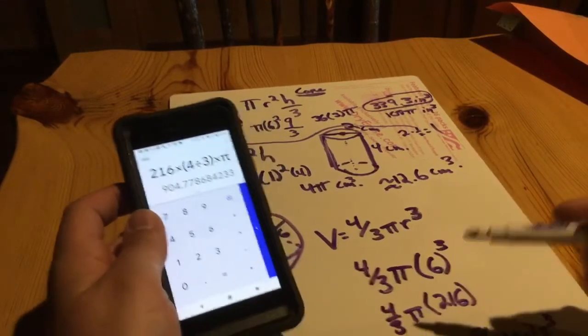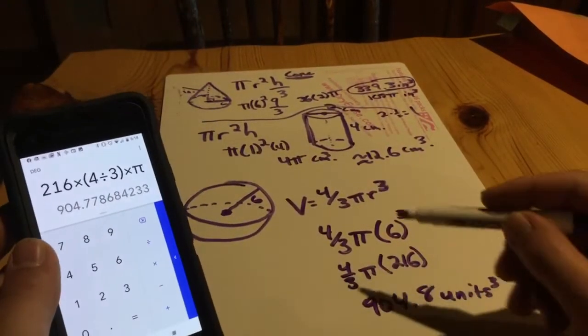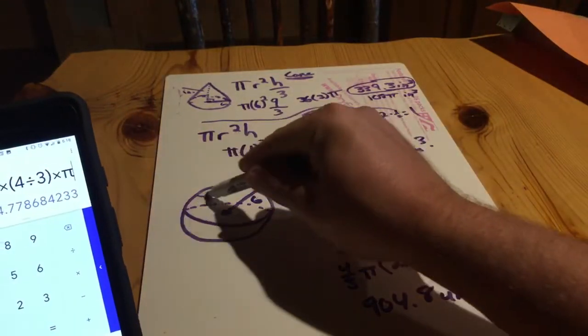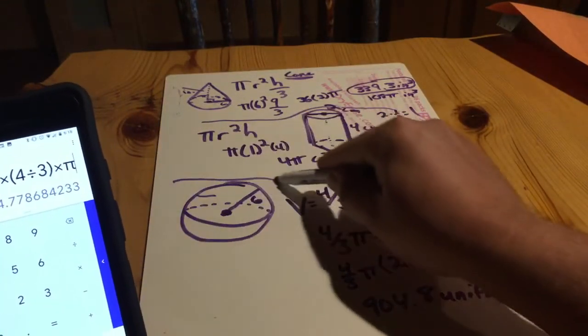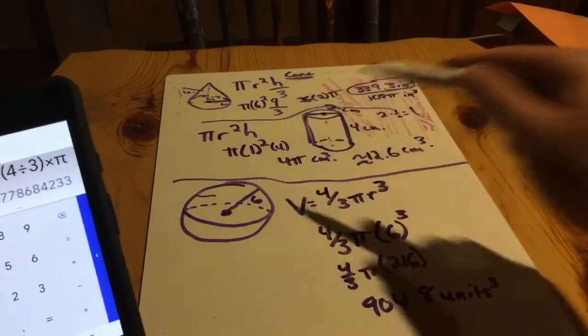You need to plug these into your formulas. And you can do that right away, or you can solve it out a little bit at a time. Whatever works best for you. So this is sphere. This is my sphere, cylinder, cone.